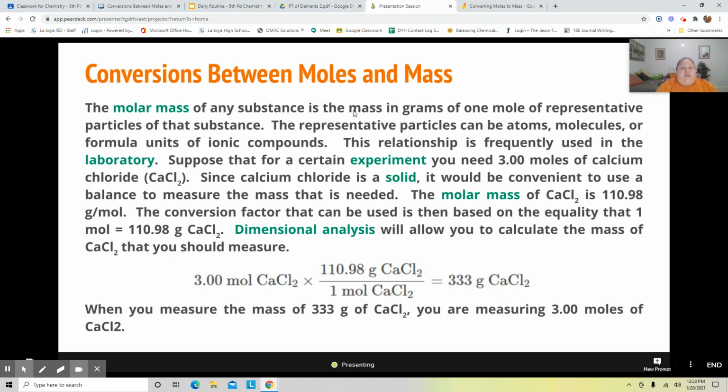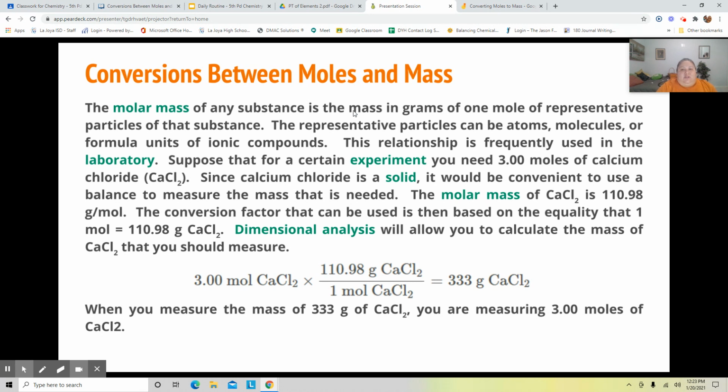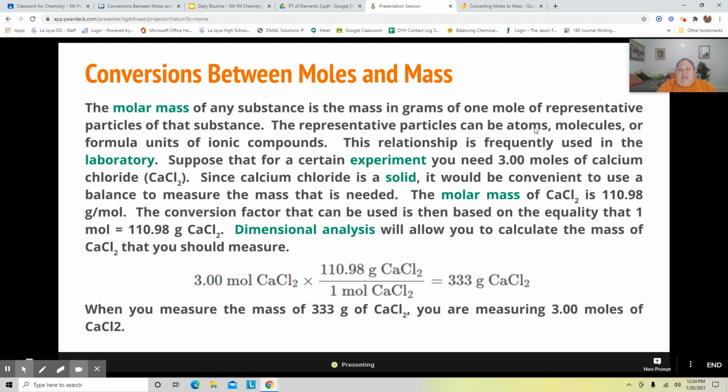So, conversions between moles and mass. Anytime you're trying to, and remember, mass is always in terms of the gram, right? So you're changing grams to moles using that molar mass. And it says here, the molar mass of any substance is the mass in grams of 1 mole of representative particles of that substance. Don't get confused when they say representative particles, okay? It's just a word that can represent, and it even says it in the next sentence. The representative particles can be atoms, molecules, or formula units of ionic compounds.